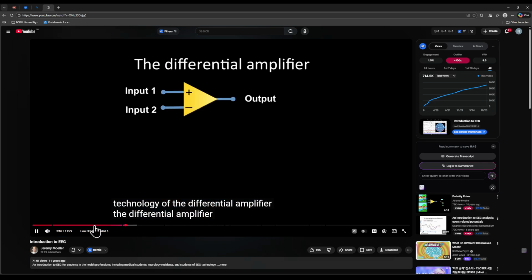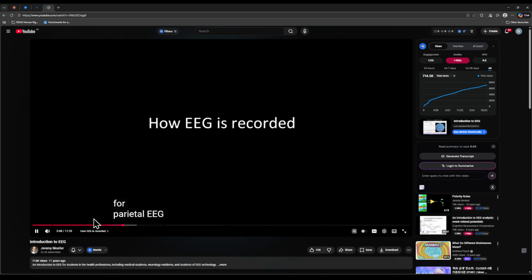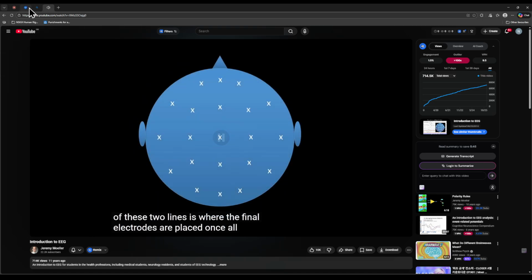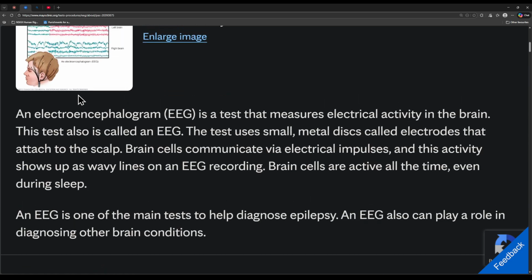The amplifier takes all these electrodes, and 2 electrodes are placed. You see, it's not really good EEG. Mine was on electrolysis. But this kind of science graph is useless.